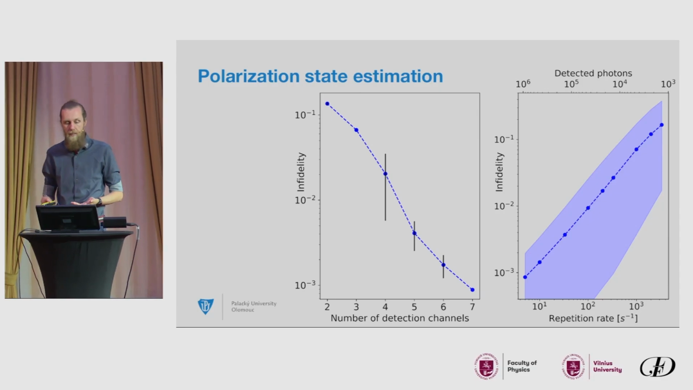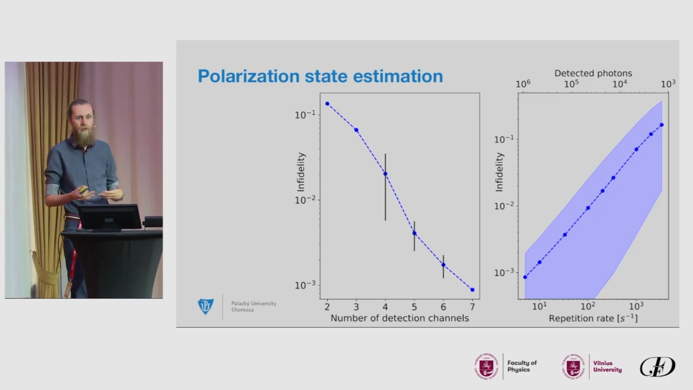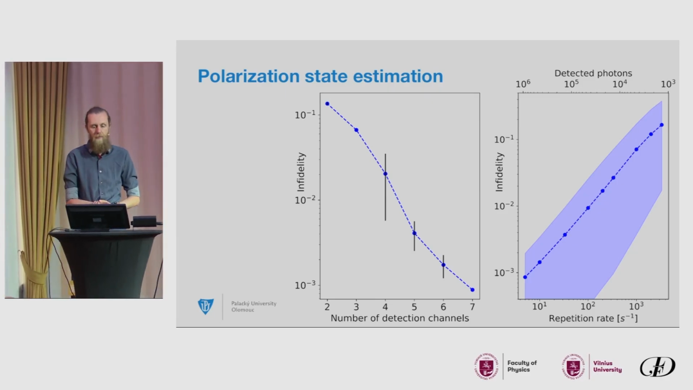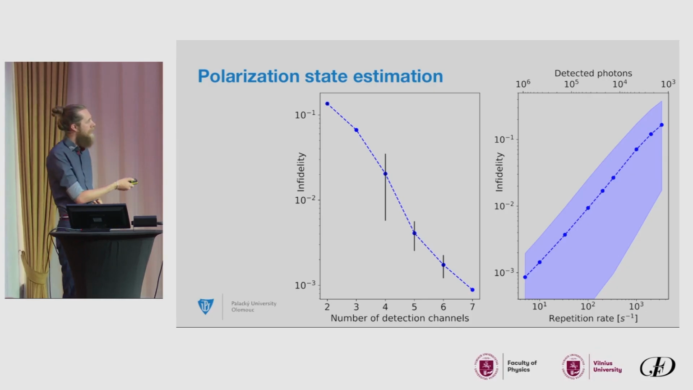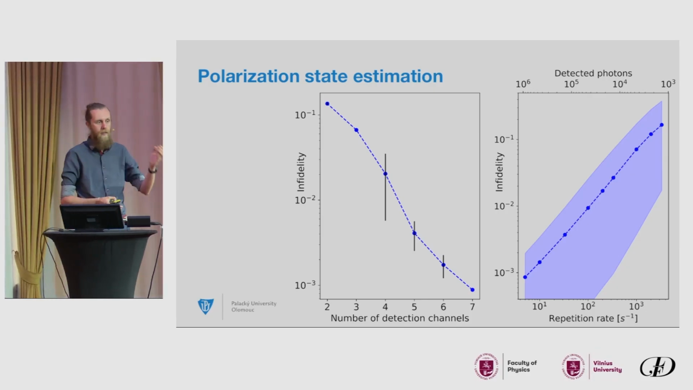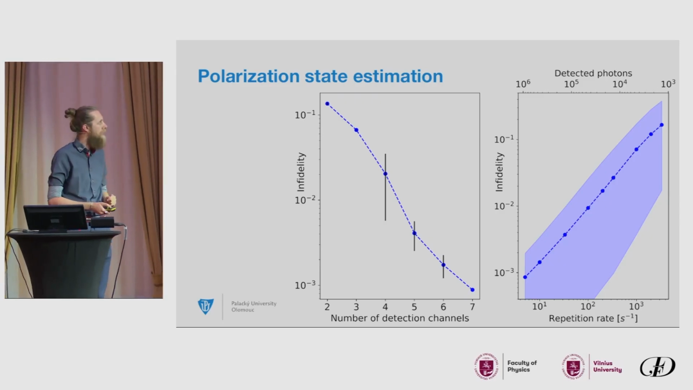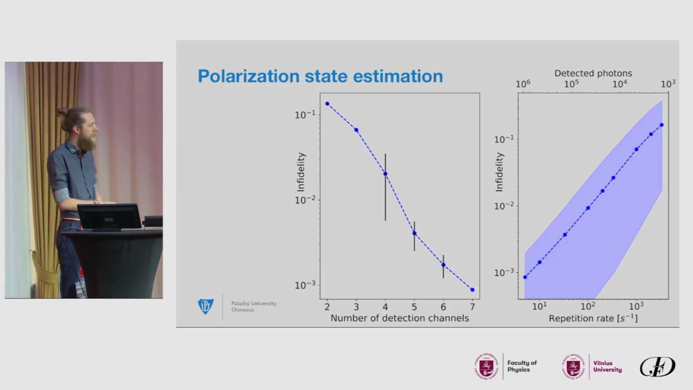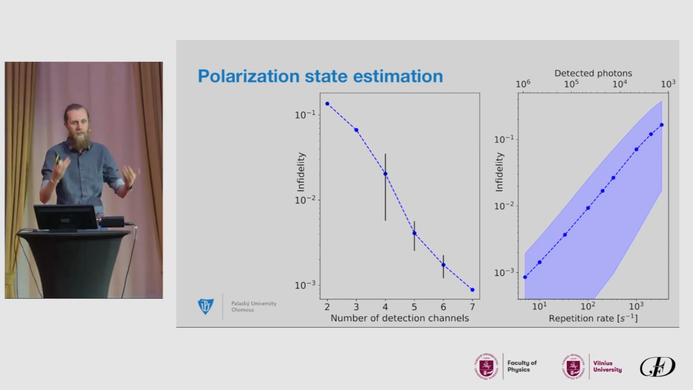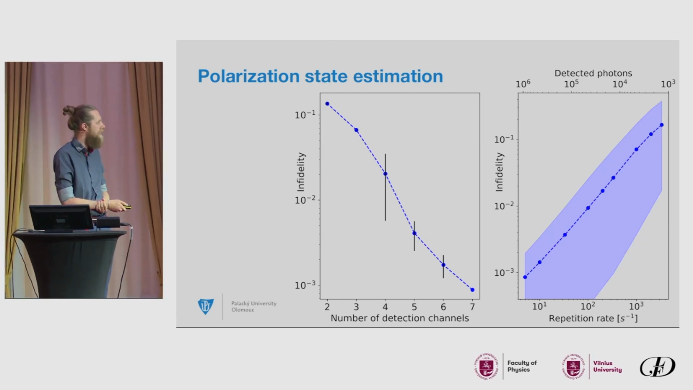Of course, you can ask how many channels you need for the measurement. So we tried to reduce these channels, like the points which we pick up from the speckle pattern, and you can see that with seven channels, the polarization measurement is quite precise.